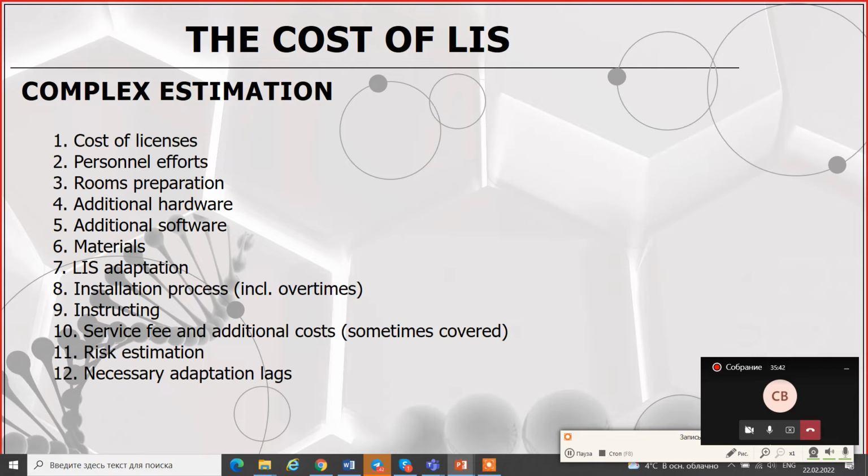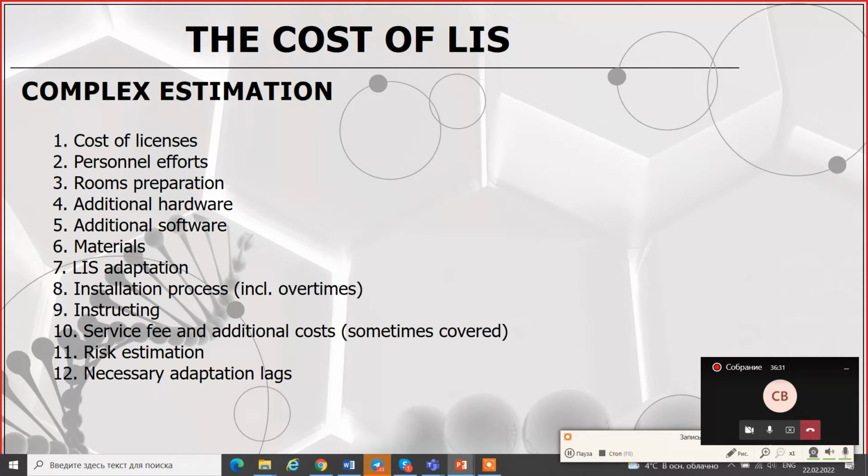Rooms preparation, of course, because for example, you don't have a local area network, you don't have some server room, you don't have something else. You have to make it. Additional hardware, usually. If the laboratory didn't work with IT solutions, usually there is plenty of work to get your hands dirty. Additional software, not including the LIS: operating systems, some drivers, some modules, some upgrades, it also should be considered and fulfilled. Materials. Yes, a funny thing, but when you test the instrument connection, you have to get some spare reagents just to run the test samples, to make sure that everything works right.